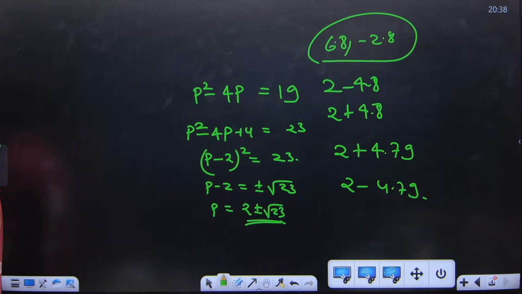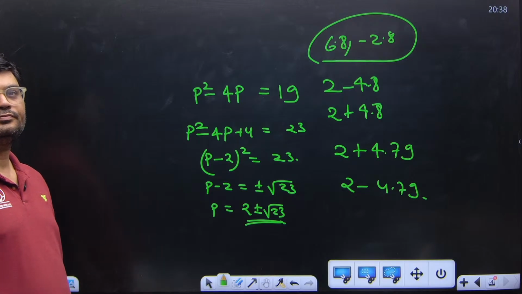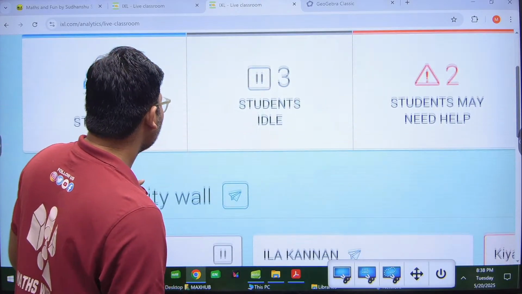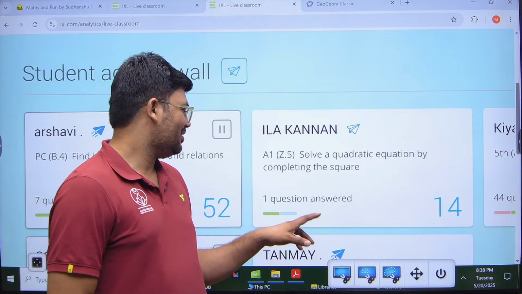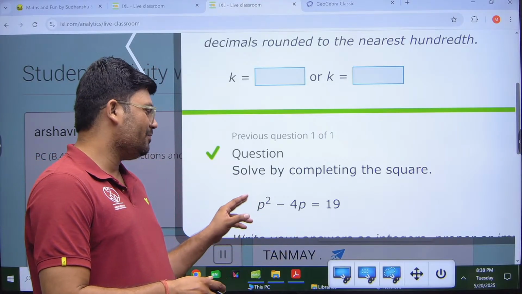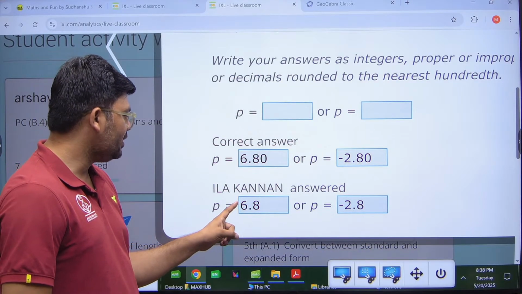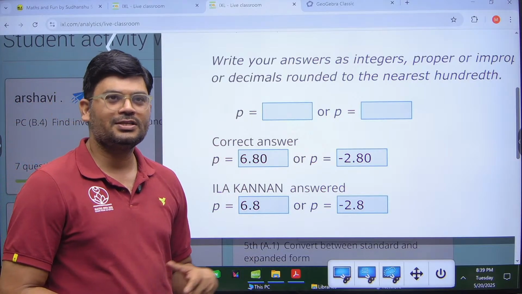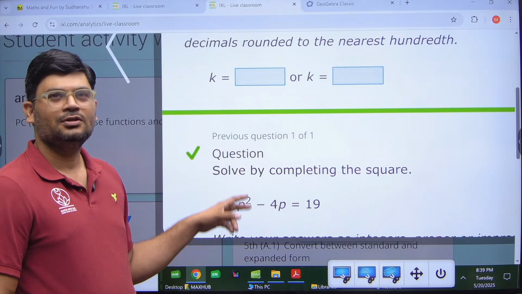Just check it. That's right. Correct. Okay, wow. I didn't expect it to be correct because the calculator may vary in values. I don't know, but IXL is such a wonderful platform that you put the values in a proper way. I think it's a wonderful program. Wonderful. Well done. So the answer is actually 6.80 and minus 2.80. That's okay. Both the answers are correct. You can see here, Ila answered this and the correct answer is this. Wonderful. Let's do the next question.